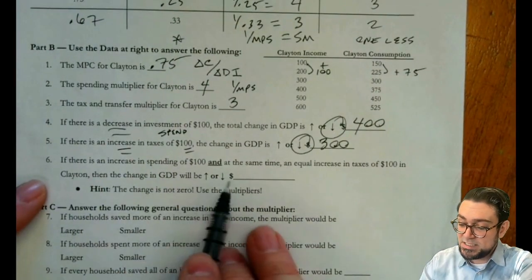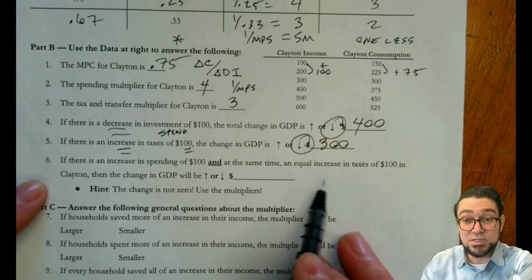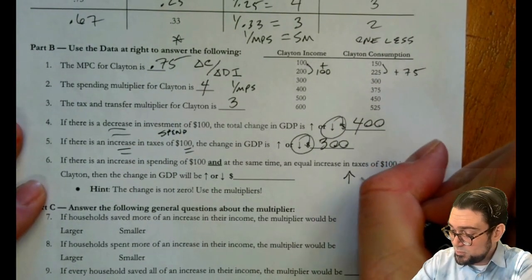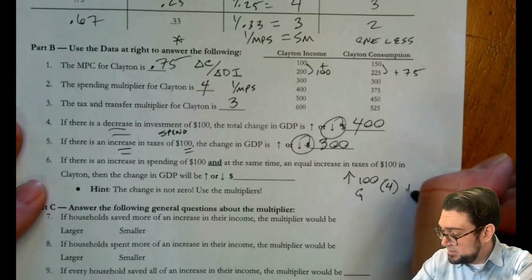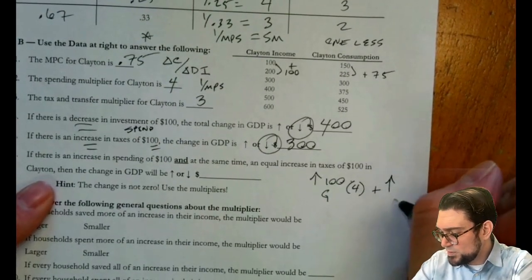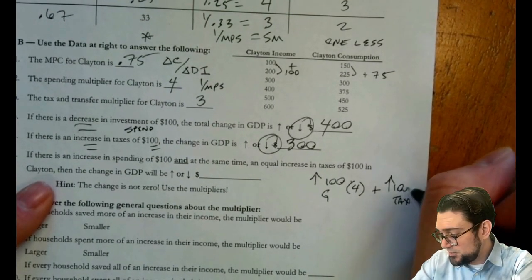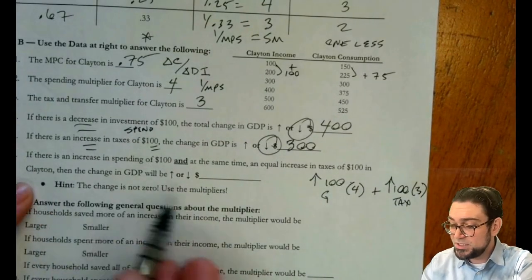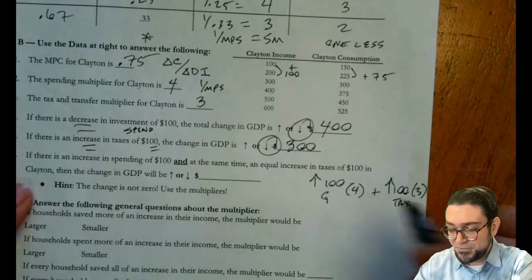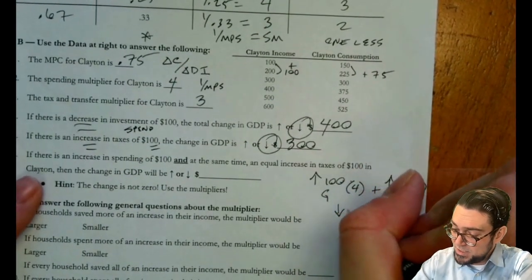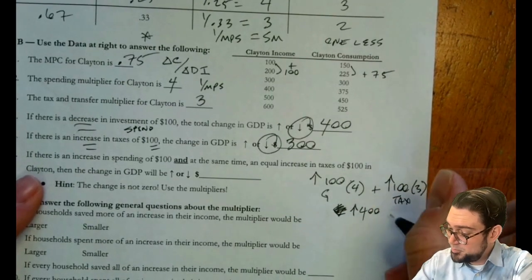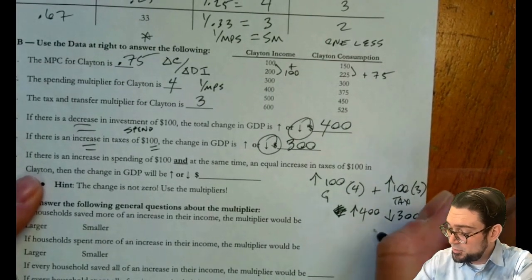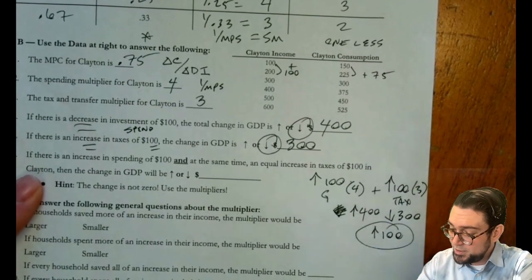If there's a simultaneous increase in spending and an equal increase in taxes, so in other words, more 100 government spending times, we'd say 4, and plus more taxes times 100 times 3. We're using the multipliers. The change is not 0. This is a very common mistake that a lot of students make. Well, that's going to cause GDP, this first part, to go up by 400. The second part go down by 300. The overall increase will be 100.